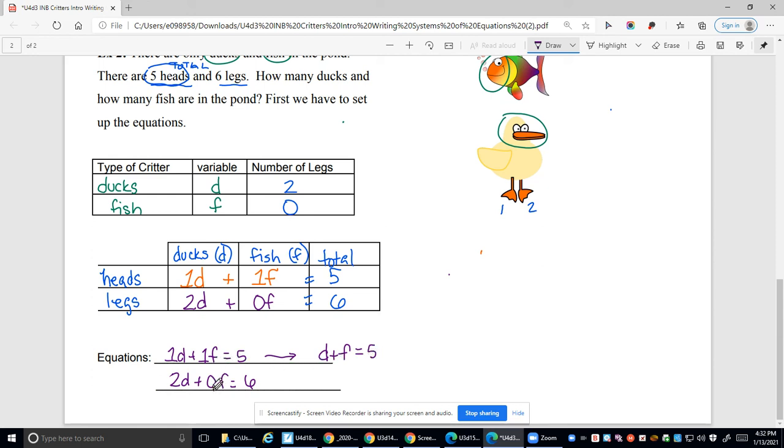And then this one, 0 times F is just 0, right? And so you end up with 2D plus 0 equals 6, which ends up becoming 2D, because anything plus 0 is what you started with. So 2D plus 0 is 2D, and that equals 6. Okay? So these are the two equations that you would end up with. Okay?